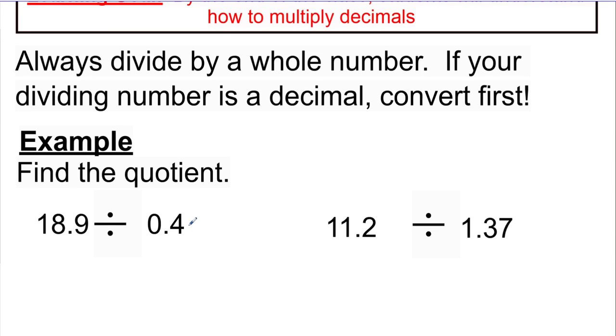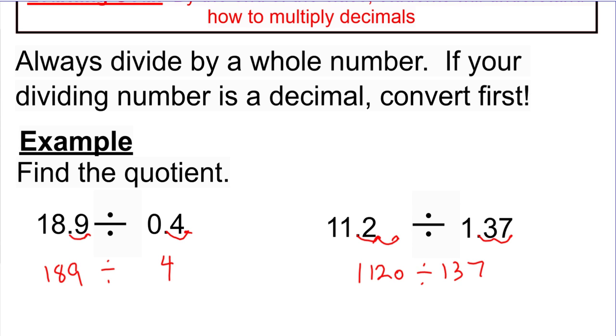The idea here in both of these cases, we'll just do the setup. I want to move this one over to the right and make it 4, which means I'm going to move this one over to the right and make it 189. Right, so we could do this one with long division. Same thing here. This one I need to move over twice, which means this one I'm going to move over twice, and end up with 1120 divided by 137. And again, this is something we could do using long division.